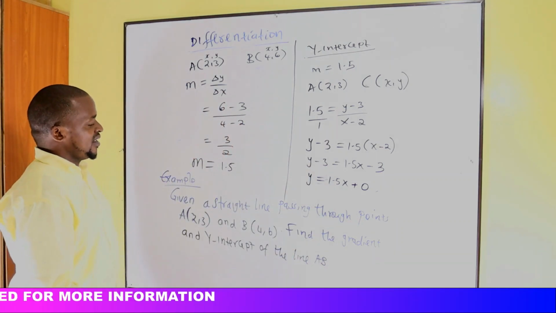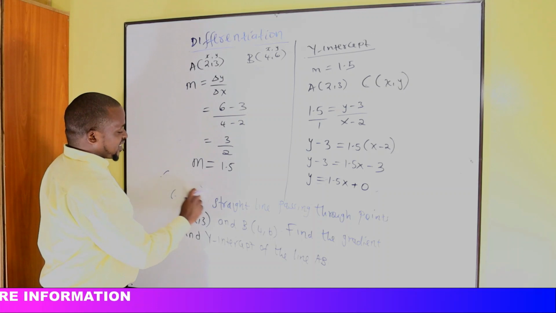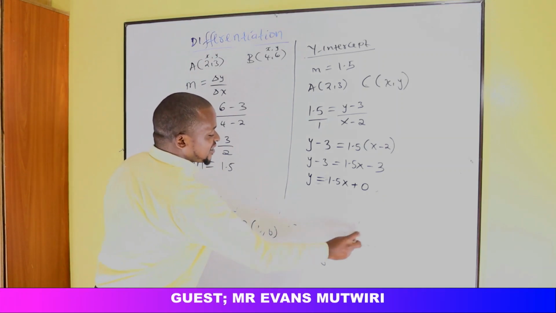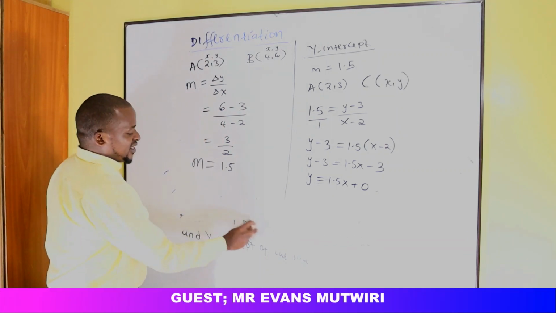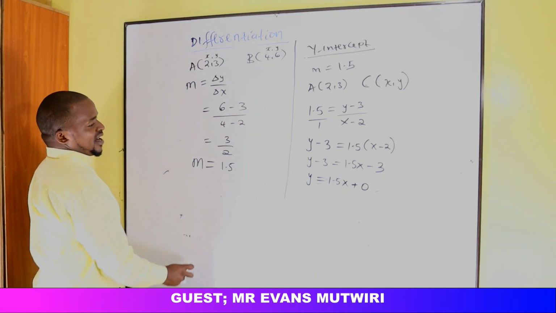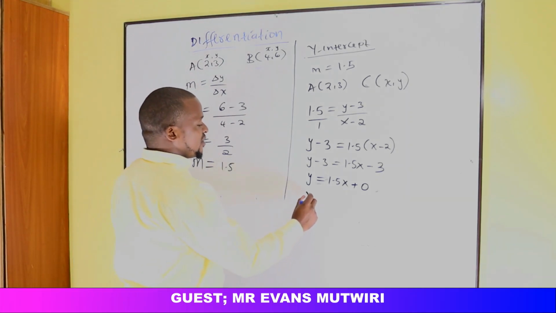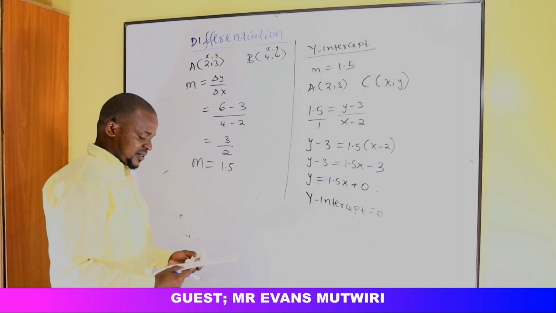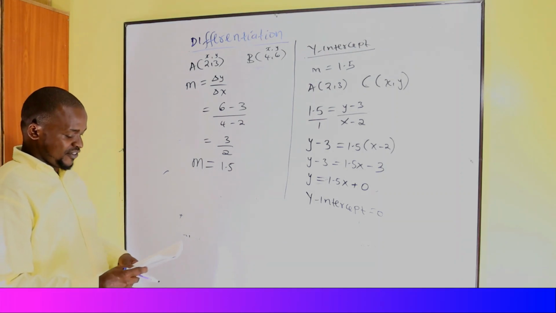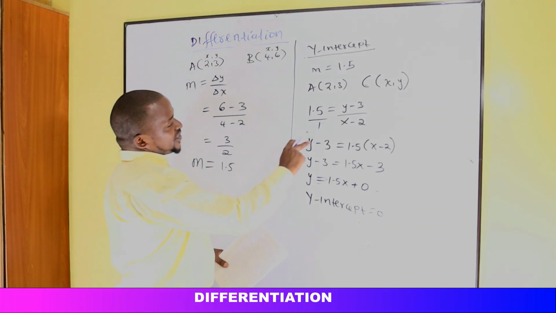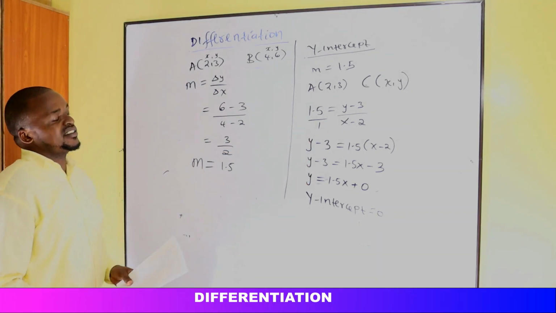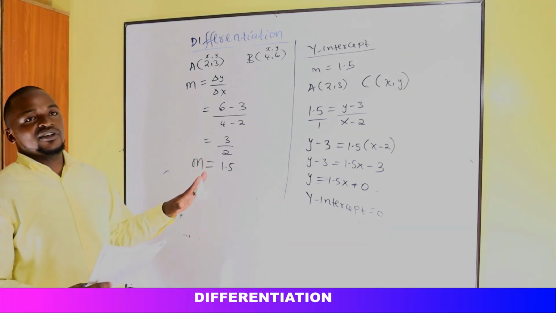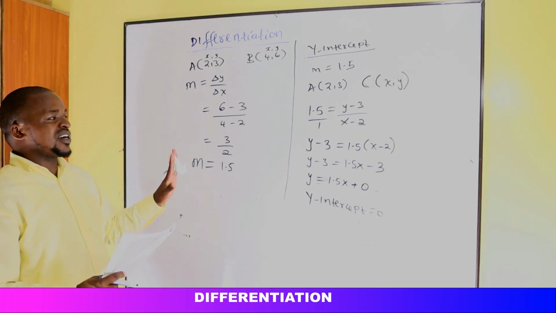Therefore, from the general equation of a straight line, y is equal to mx plus c, where c is the y-intercept, in this question our y-intercept will be equal to 0. Therefore, we can say that the change in y over change in x has given us the gradient. And from that explanation, you can now get what we refer to as the rate of change.